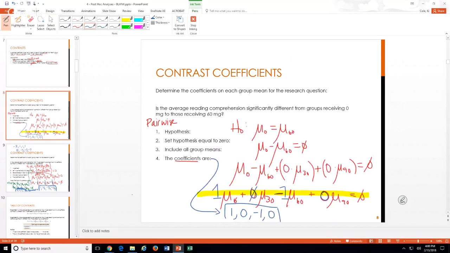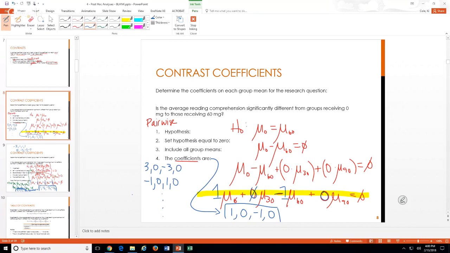So even back here, instead of 1, 0, minus 1, 0, what are some equivalent sets of contrasts? Just give me some other examples. 3, 0, negative 3, 0. Good. What else? Negative 1, 0, 1, 0.